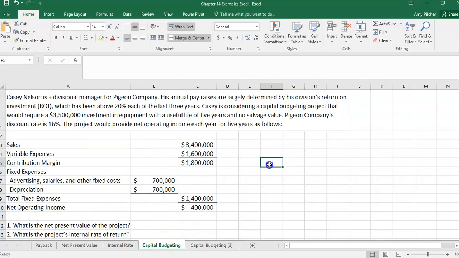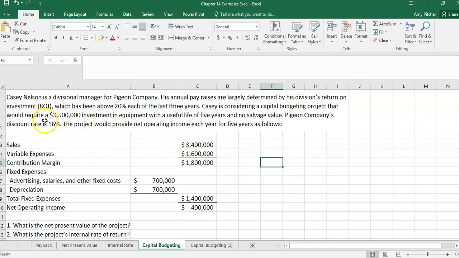This example looks at a full capital budgeting example. We have a division manager whose pay raises are determined by his ROI. So if you remember from the chapter where we looked at division analysis and return on investment, and how capital projects can reduce our return on investment, this project might jeopardize his bonus. Let's calculate some numbers and see how that happens.